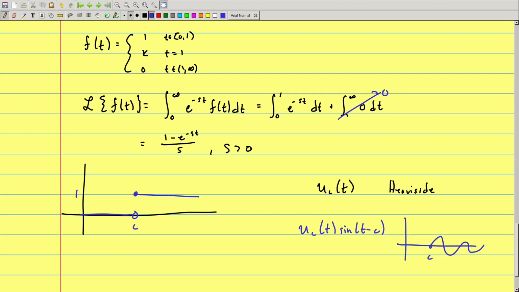There's something else that I want to mention before we run out of time, and then what we'll do next class is focus on solving problems.